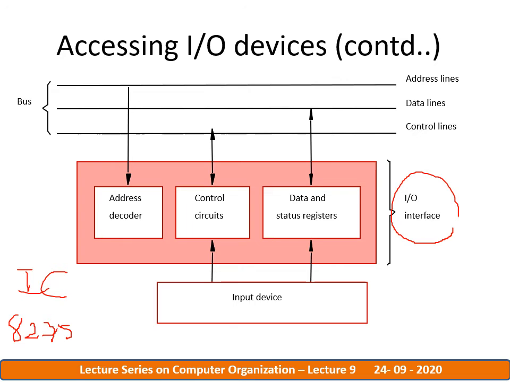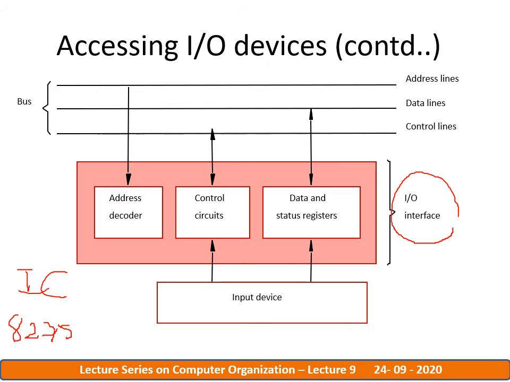This diagram indicates a simple input-output interface to connect input devices, I/O devices, to the bus. See here, the input device connecting to the bus through the I/O interface. This interface is required to communicate from the device to the bus. The address decoder, we'll see one by one what the circuit diagram is indicating.